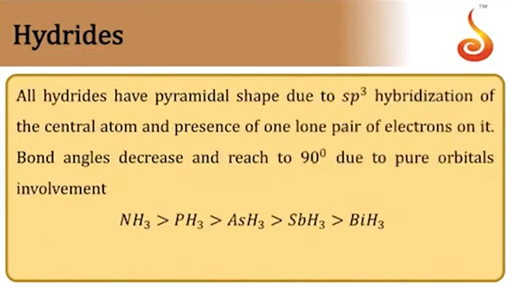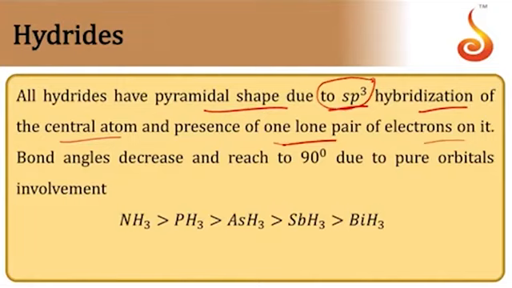Then shapes. All hydrides have a pyramidal shape due to sp3 hybridization of the central atom and the presence of a lone pair of electrons on it. Only sp3 would mean a tetrahedral structure, but because of the lone pair which is present, it becomes a pyramidal shape.